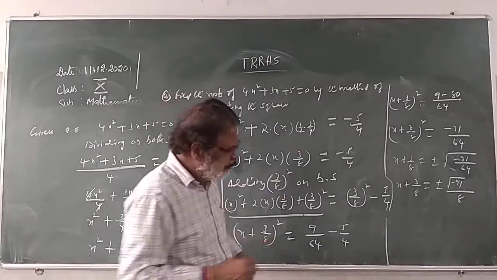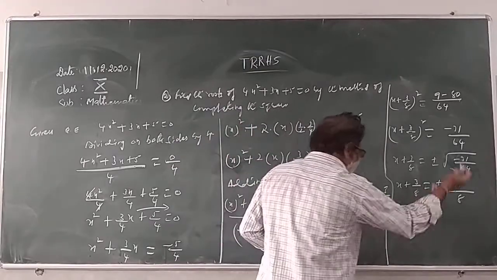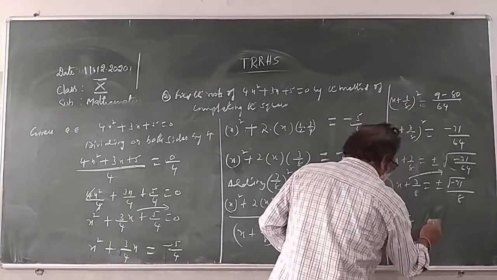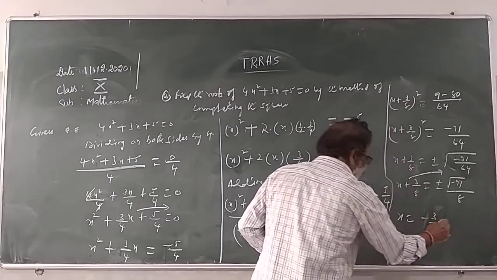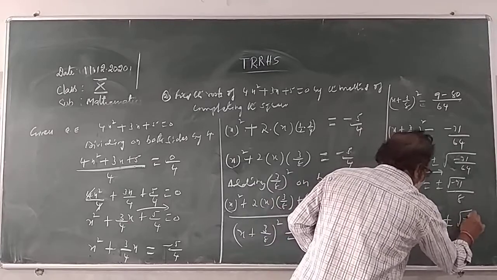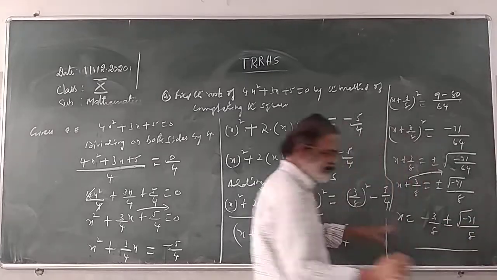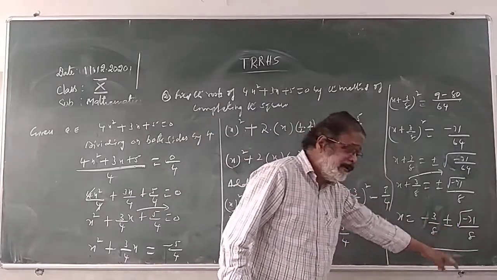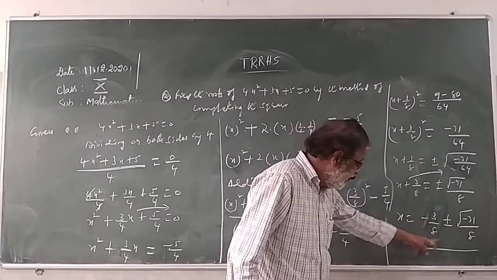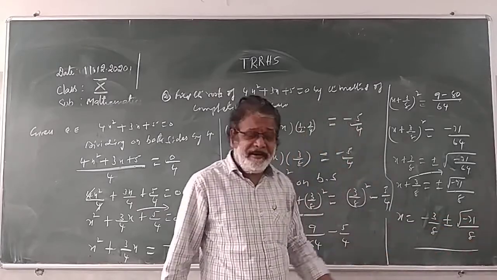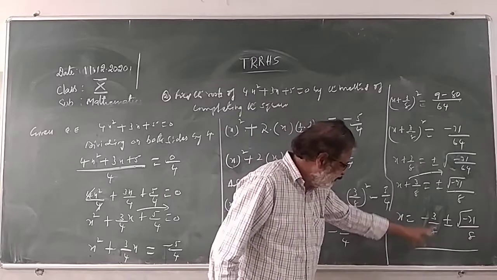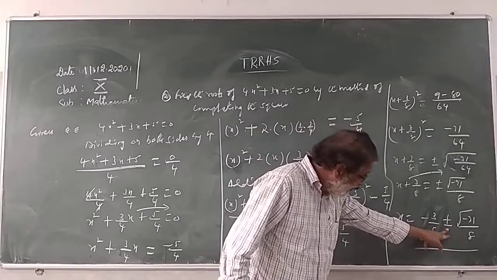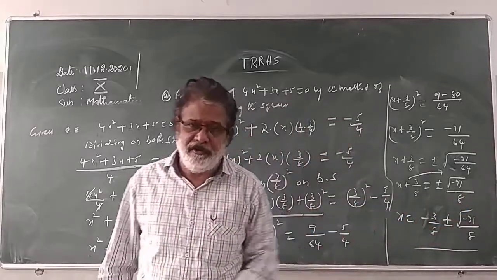So x plus 3 by 8. Now what will we do? Simply send 3 by 8 to the right side. X is equal to minus 3 by 8, plus or minus root of minus 71 by 8. There are two roots. One root is minus 3 by 8 plus root minus 71 by 8. The second root is minus 3 by 8 minus root minus 71 by 8. It consists of two roots. Like this you can do it.